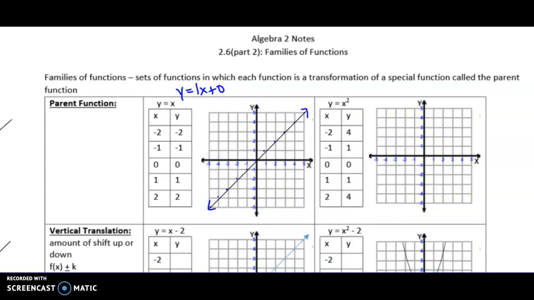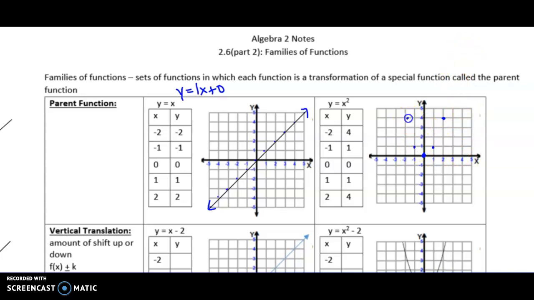Okay, the second one, y equals x squared. This is a function you need to know this year. So you should be able to plot these points. 0 squared is 0. 1 squared is 1. 2 squared is 4. If there was more space, I'd do 3 squared is 9. And 4 squared is 16, and so on.